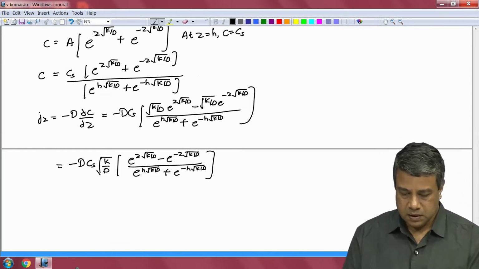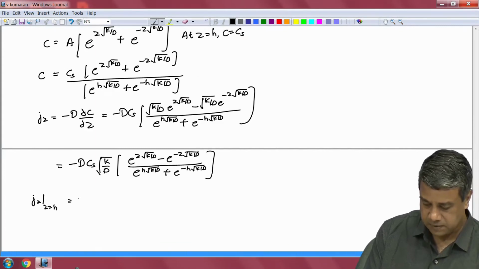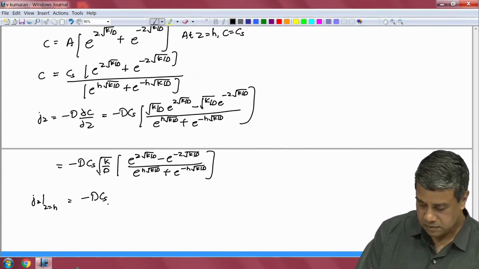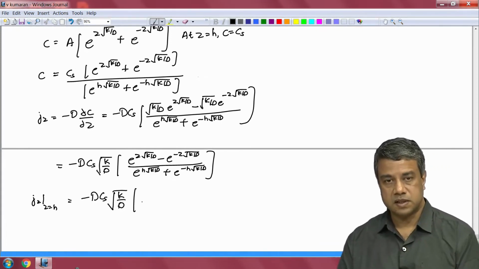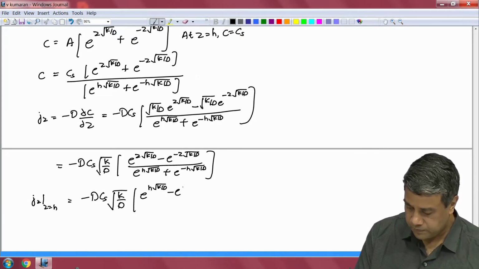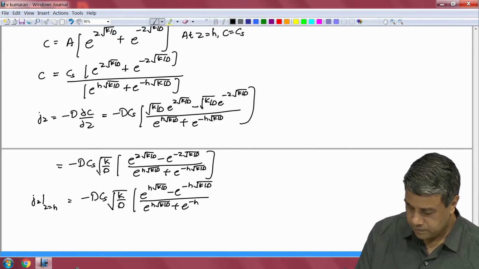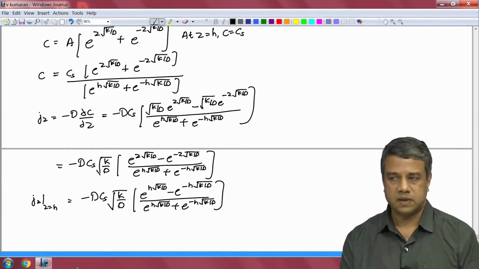And the flux at the top surface, the total flux at the top surface, z is equal to h, is equal to minus D Cs root of k by D into, I just substitute z is equal to h in this expression. This is the flux at z is equal to h.